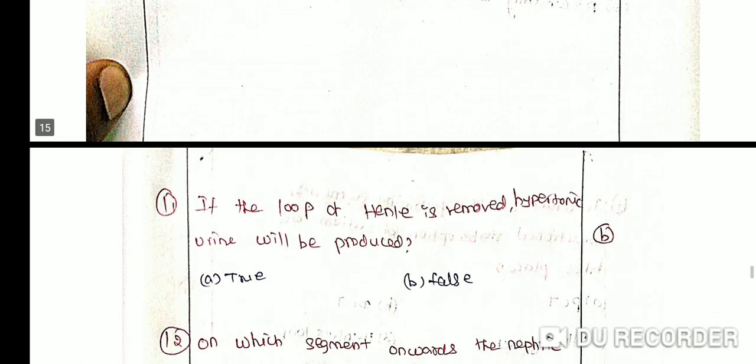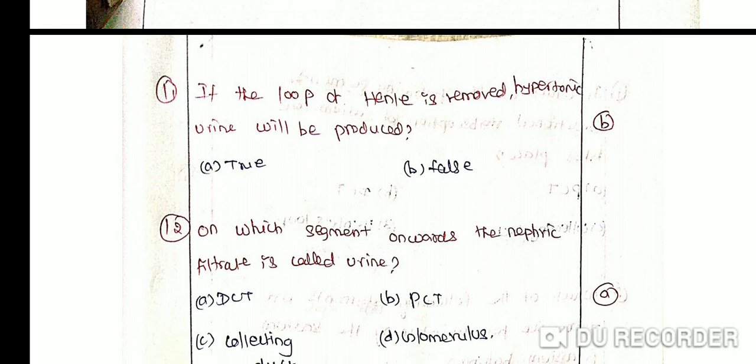Next question. If the loop of Henle is removed, hypertonic urine will be produced. Option A, true. Option B, false. The correct answer is option B, false.